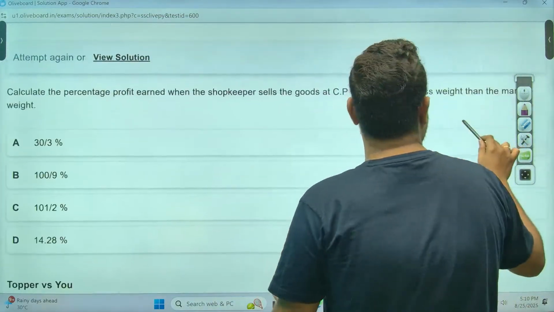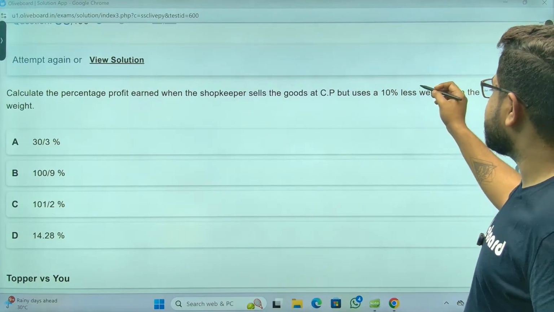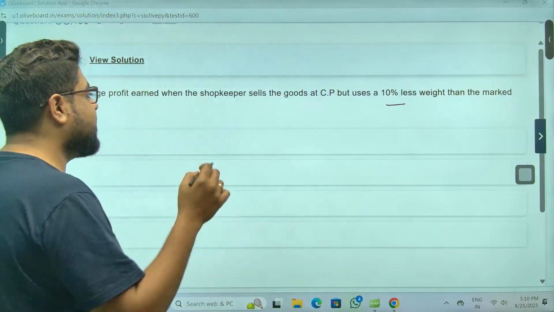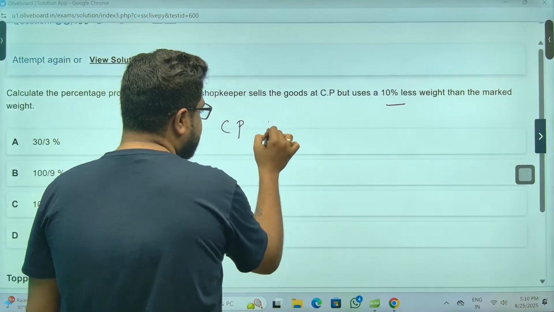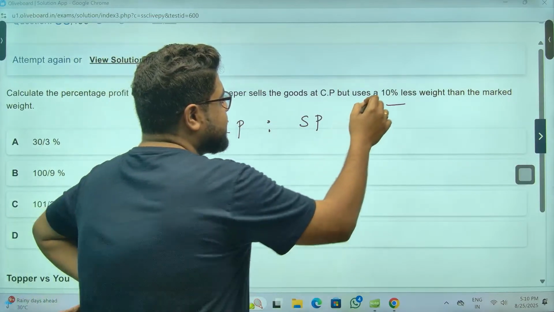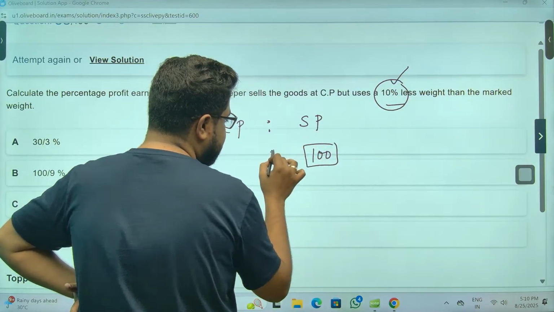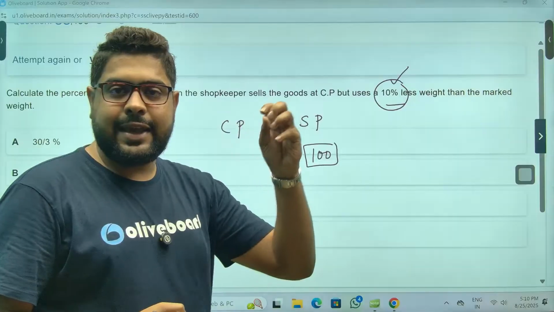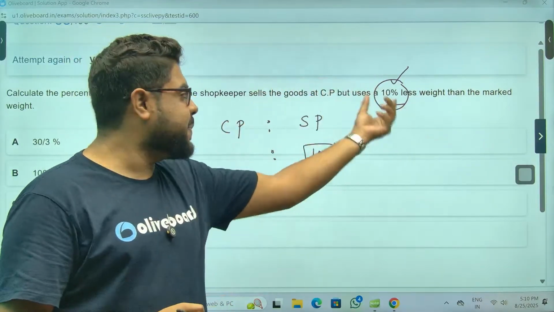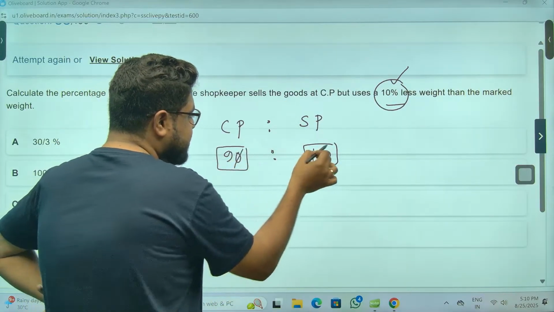Again, a question. Shopkeeper sells on CP. Dishonest dealing question. I told you, for dishonest dealing questions, the best approach is to go for the CP-SP ratio. 10% less weight means he's saying, I'm giving you 100 grams, but from his own pocket he is giving you 10 grams less, 10% less. So actually giving you 90 grams, meaning the ratio is 9:10.